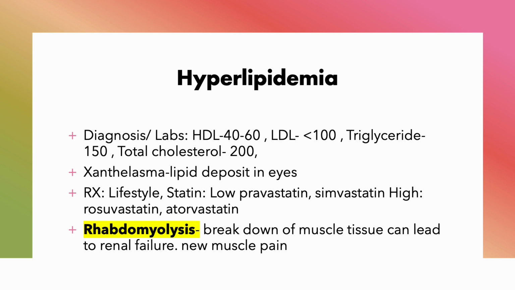If your patient is slowly trending up over the years, you want to start them on a low-dose statin. However, if your patient comes in and it's in the 800s or the 700s, you want to start them on a high-dose statin, and that's why I have those two different medications, the low and the high. One thing to watch out for with statins is rhabdomyolysis. That's a breakdown of the muscles. If a patient has any new muscle pain, that could be indicative of rhabdo. You want to watch out for renal failure, and you want to stop that medication.